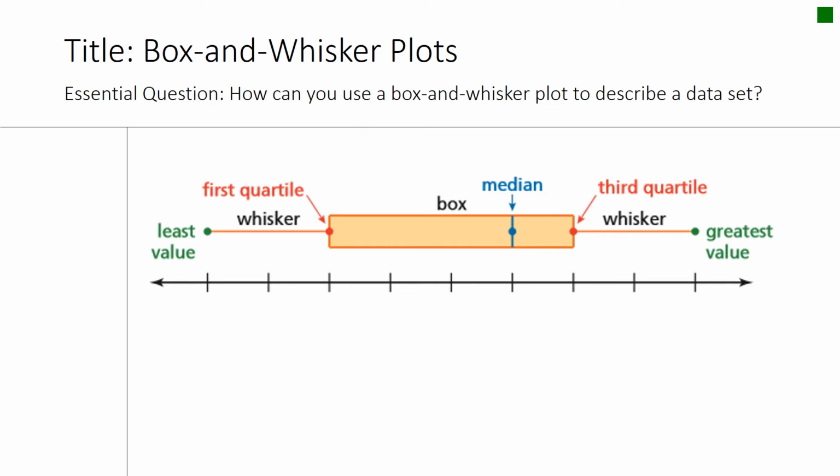All right, the essential question I need you to be able to answer is, how can you use box and whisker plots to describe a data set? Here is what everything means in any box and whisker plot that you see. This first point right here is your smallest value in your data, and that last point right here is your greatest value in your data.